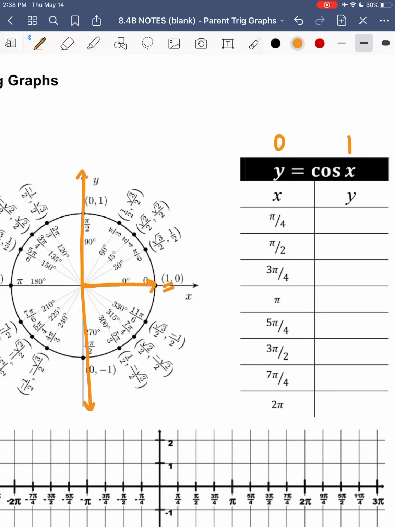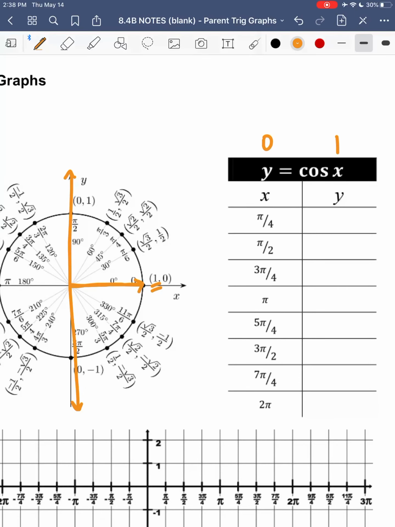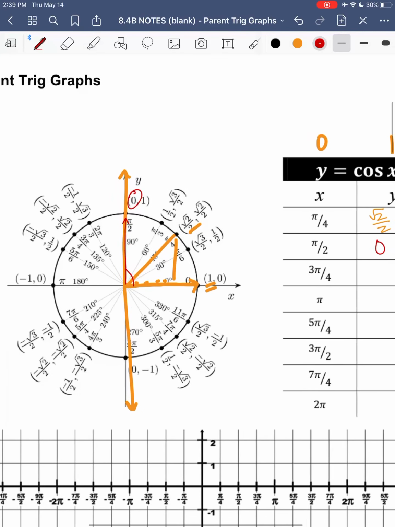Okay, so at pi/4, here's pi/4. How far to the left or right are we? Well, we are square root 2 over 2, which is about 0.71. All right, at pi/2, here we are at pi/2. This is our angle pi/2. How far to the left or right of the y-axis are we? Well, we're right on it, so we're 0 to the left or right. So 0.